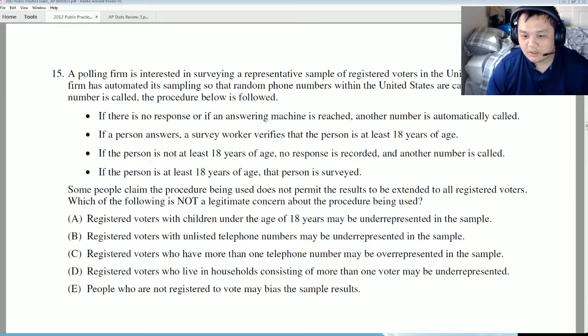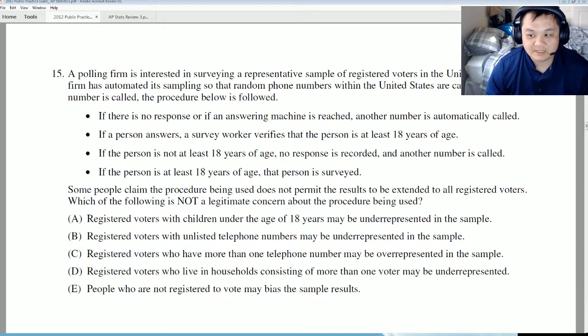So look at C: registered voters who have more than one phone number. That's less likely to happen, because rarely will people have two phone numbers. So that's not going to skew the data that much. So it's C.